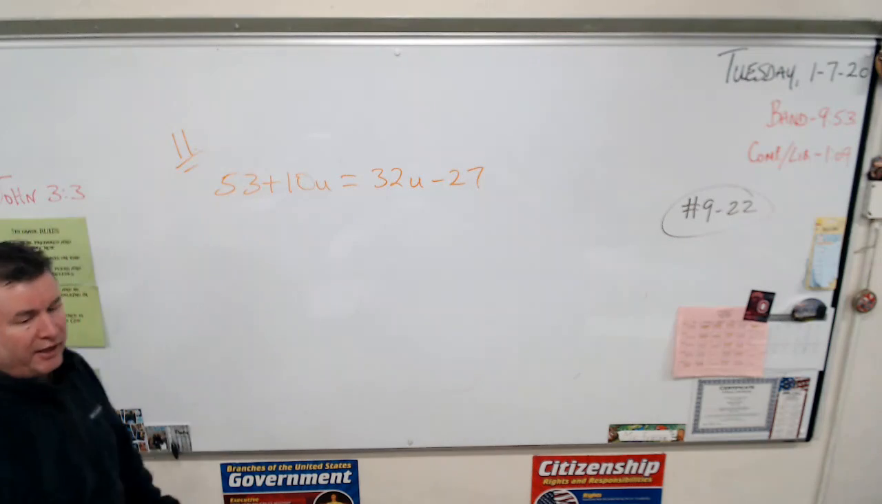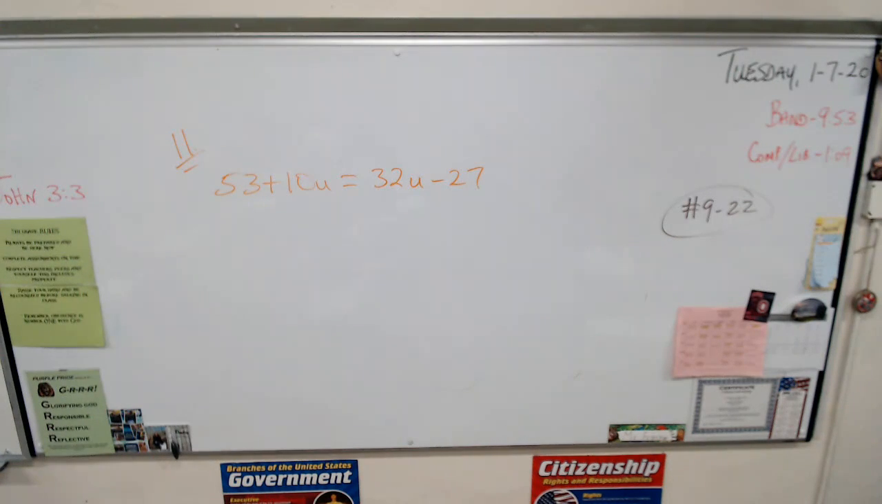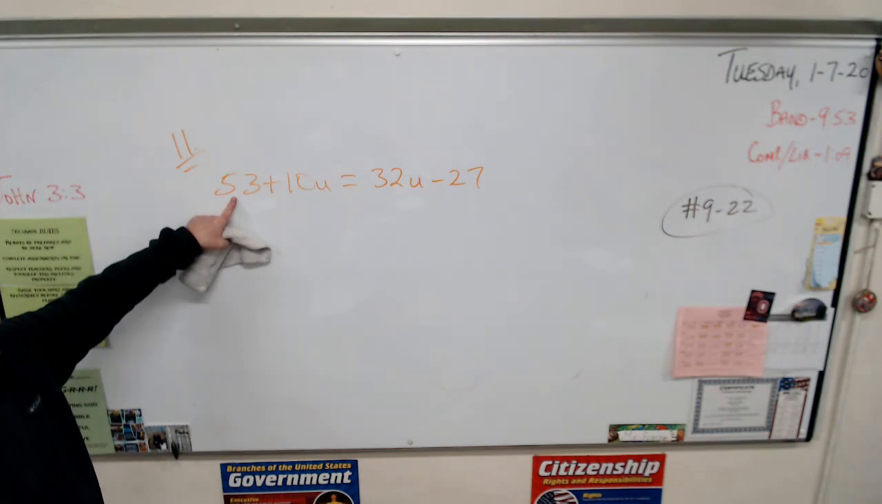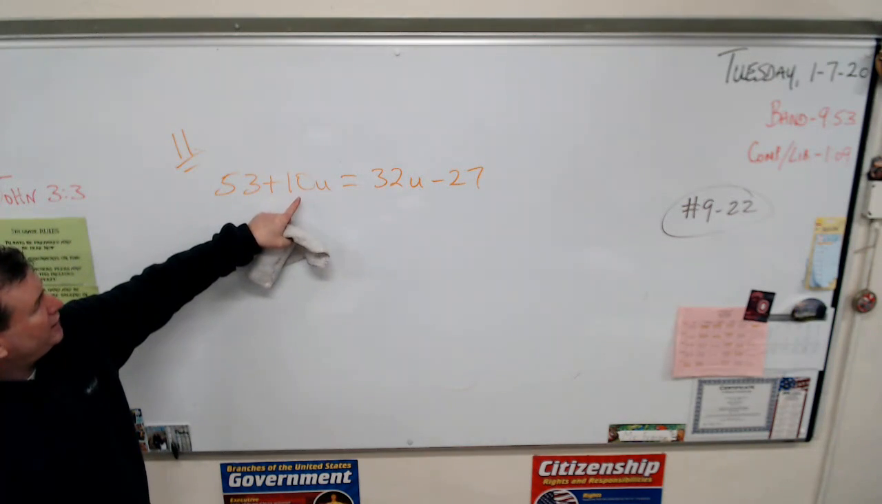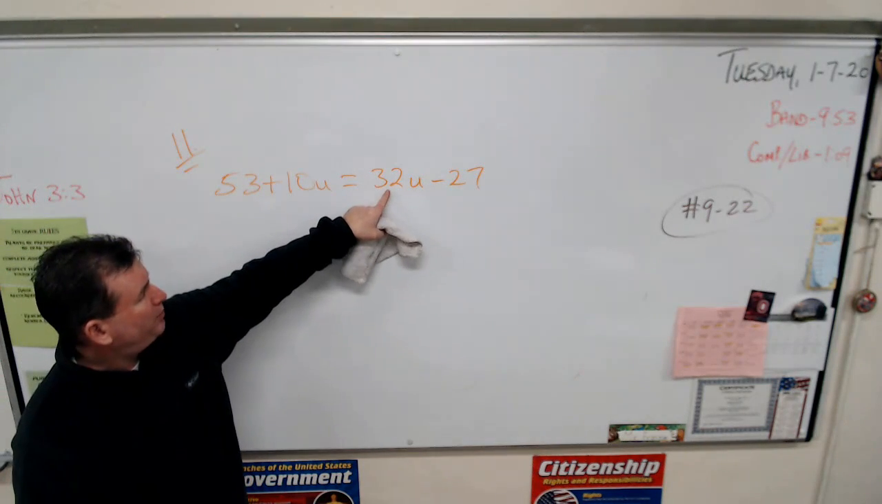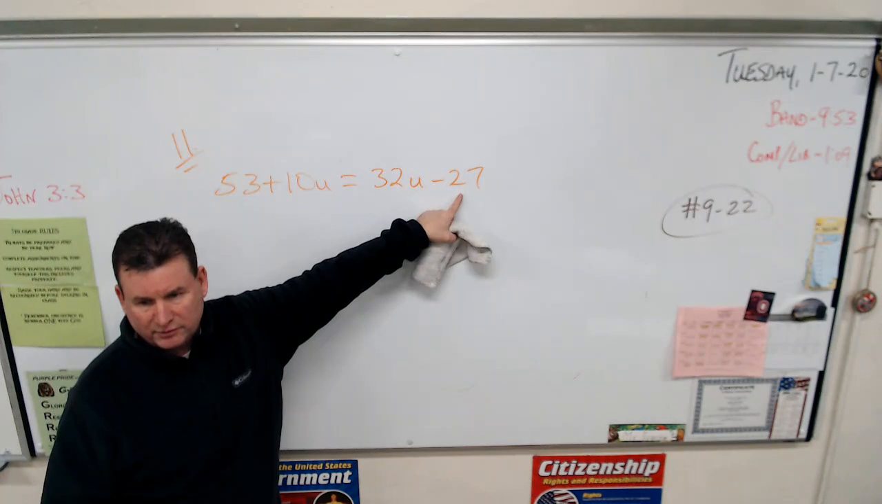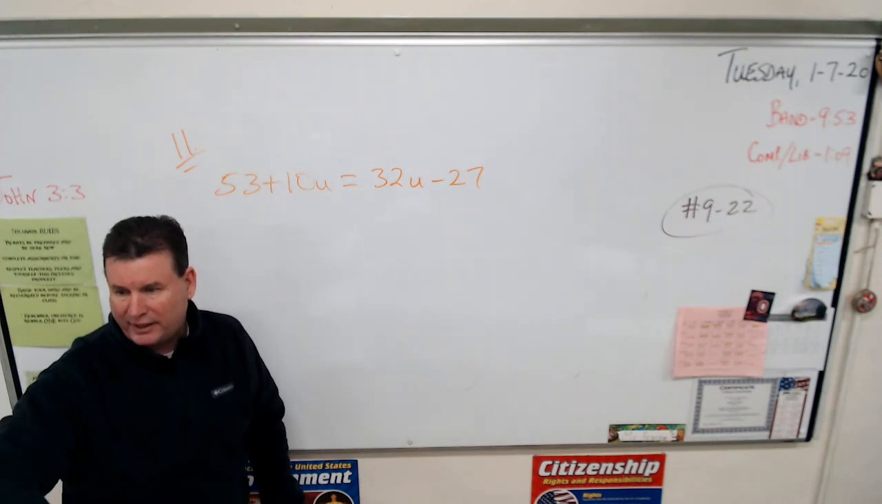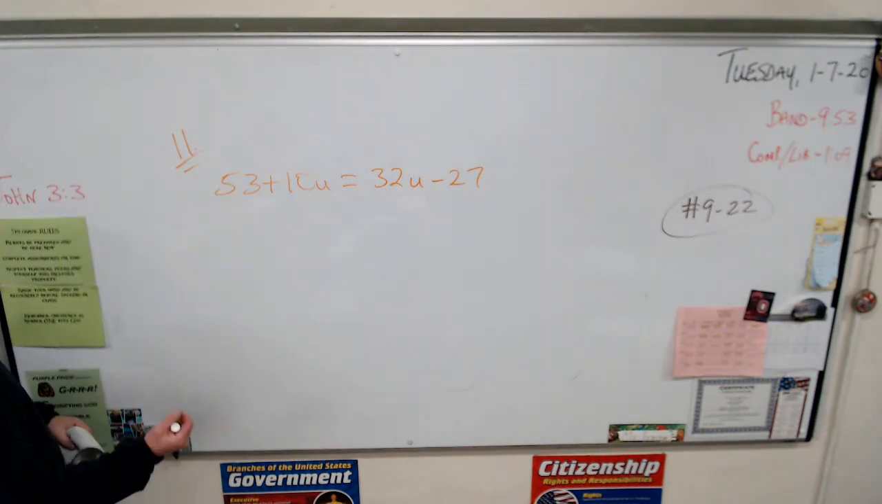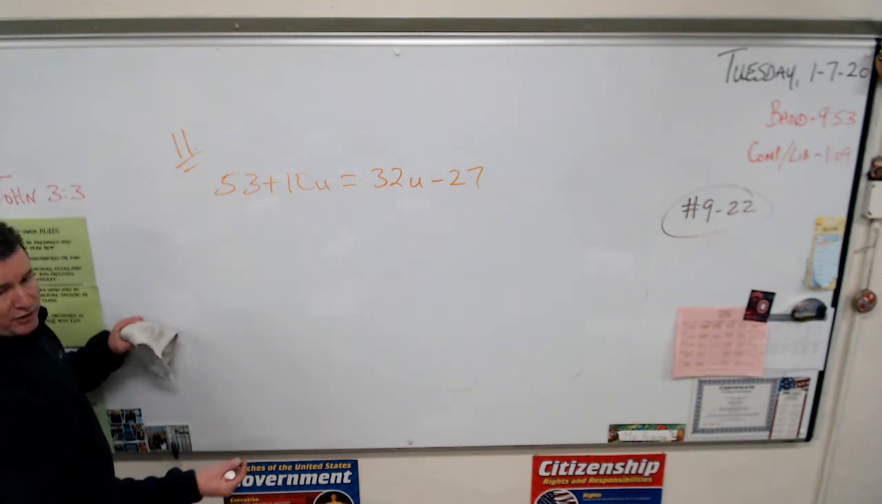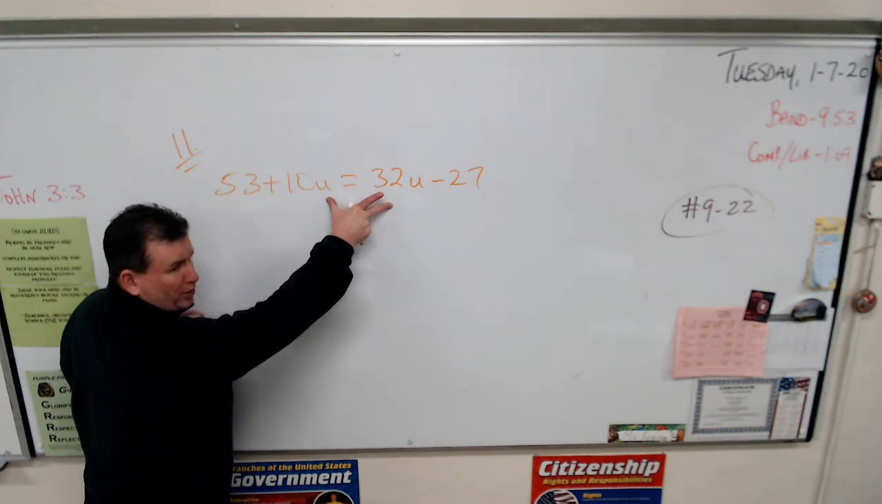Does everybody understand that? We're on number 11. I multiplied everything there by 10. This was 5.3, this was 3.2U, and this was negative 2.7. Everything's multiplied by 10. Decimals are gone. The next thing I do is combine like terms. I've got U terms on both sides of the equal sign.